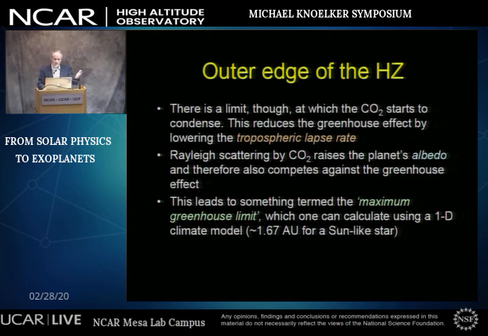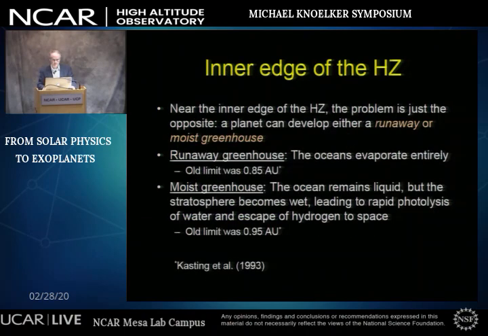So anyway, even in 1D, there's a limit to the outer edge of the habitable zone caused by CO2 condensation, and we call that the maximum greenhouse effect. It's really the maximum CO2 water greenhouse effect. On the inner edge, we already heard from Eric that you can get a runaway or a moist greenhouse from the positive water vapor feedback that Eric already described.